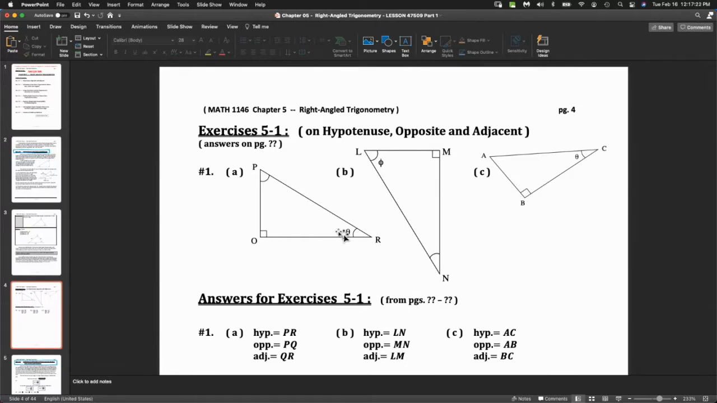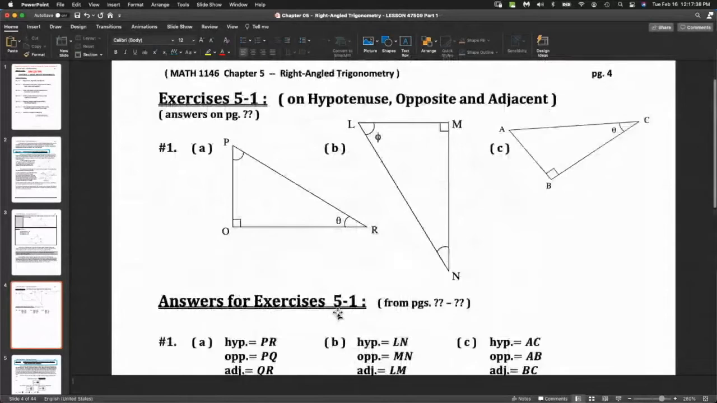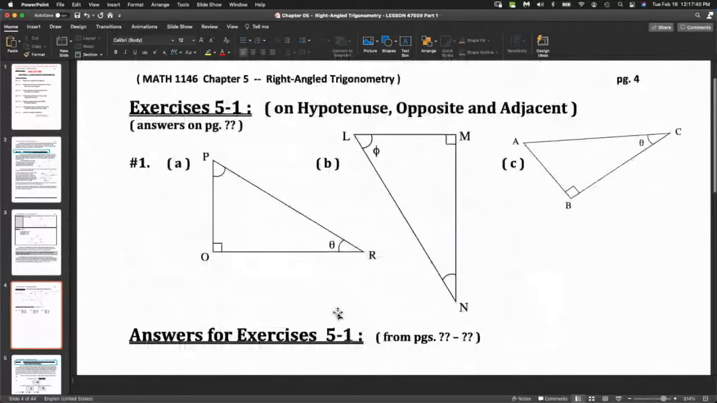So as you can see here, it says your answers on page question mark. This is a draft of the notes, so I haven't linked the page numbers. So anyway, the answers are down here actually, but we can do the question without looking at that answer key. So I'm just gonna scroll it in big time there, zoom it in a bit.